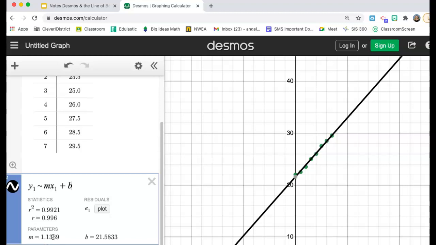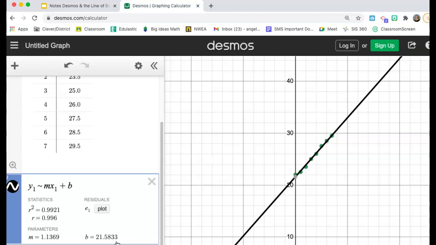The parameters at the bottom, we don't care about the statistics. We don't care about the residuals today. We want the parameters. M equals 1.1369. M is right there. There's your slope, 1.1369. B is 21.5833. It found all the information for you.